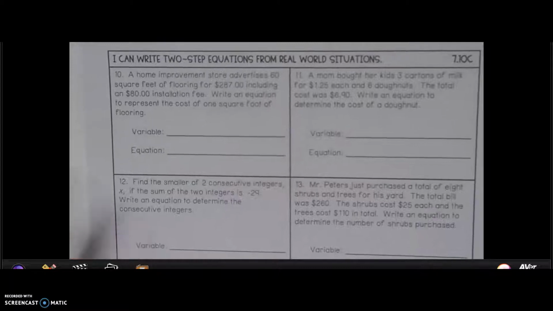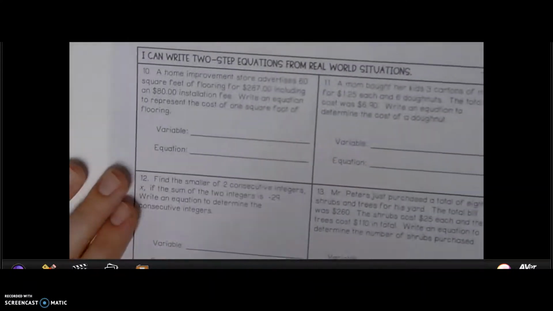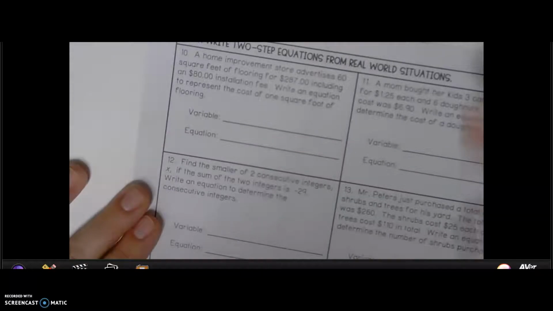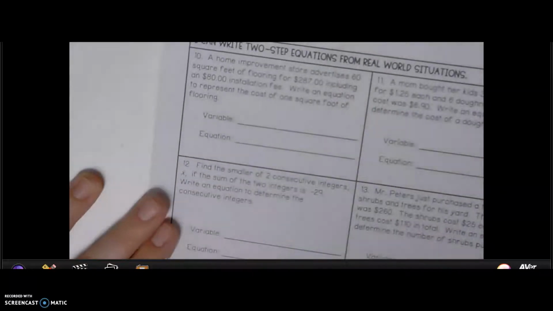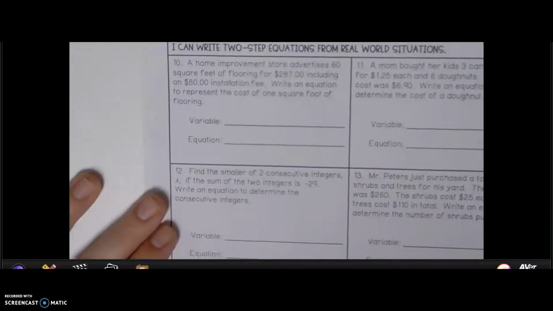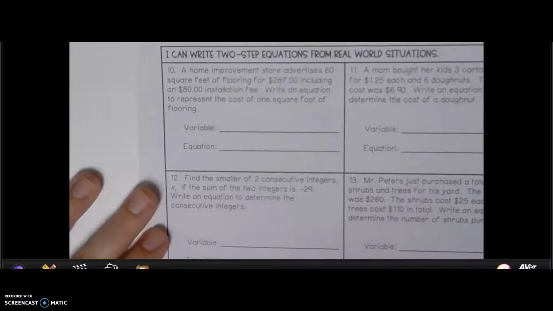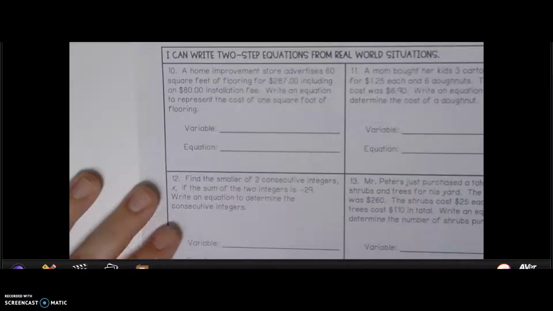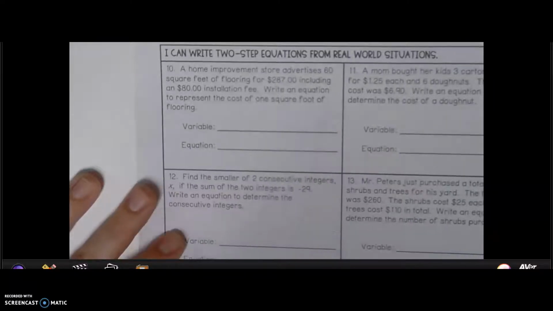Okay guys, this is review video 2 over writing two-step equations from real-world situations and then writing and solving two-step equations given certain constraints. So number 10 says, a home improvement store advertises 60 square feet of flooring for $287, including an $80 installation fee. Write an equation to represent the cost of 1 square foot of flooring.